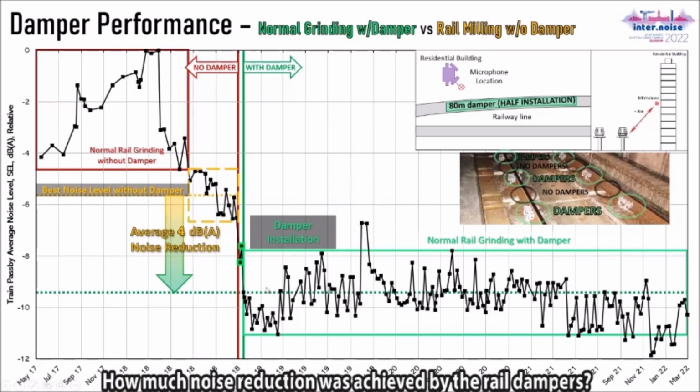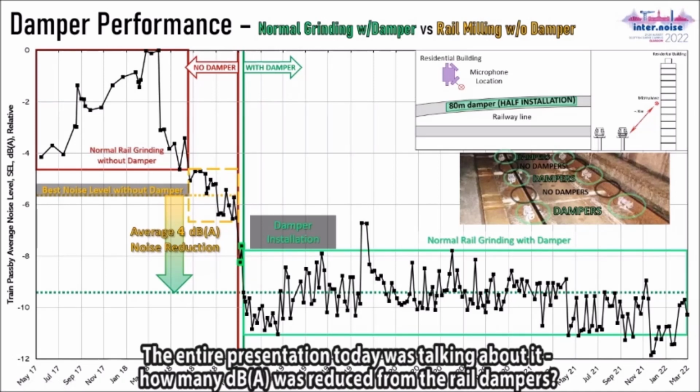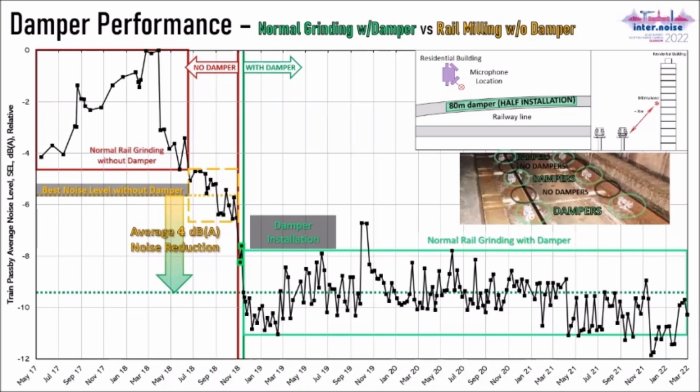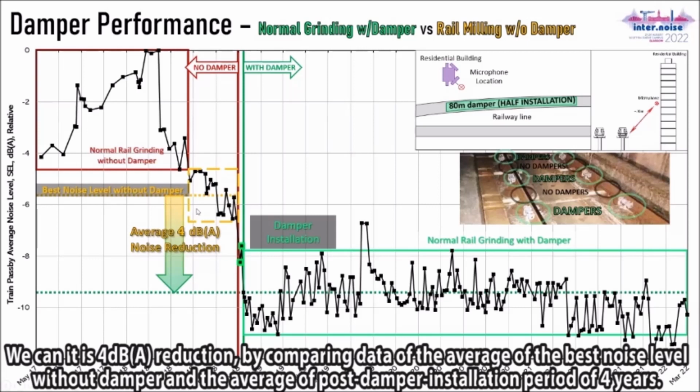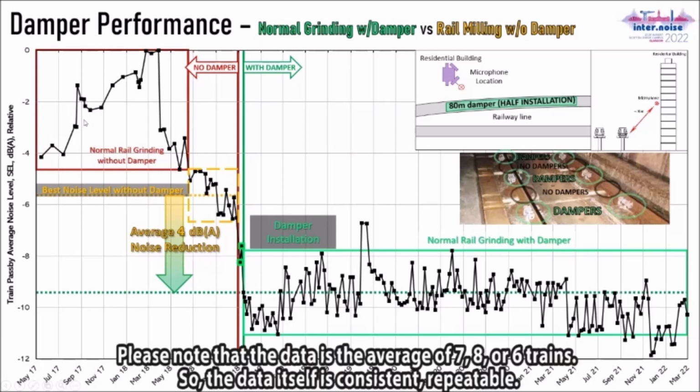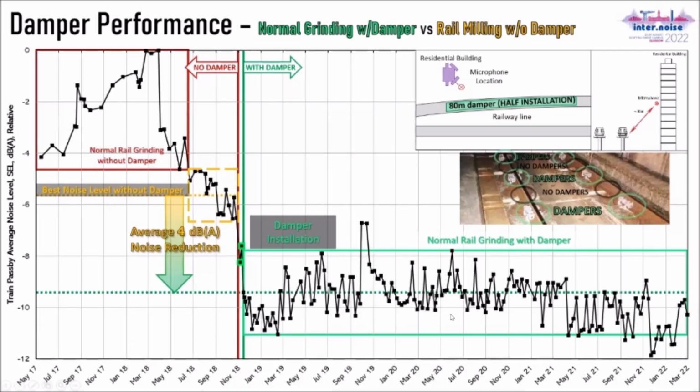How much noise level reduction from the wheel damper? The entire presentation today is talking about how many dB noise reduction from the wheel damper. We can say that it is 4 dB reduction, just the average noise level of that best achievable and the average level of the damper period of 4 years. Please look at this data. Every data point is an average of 7 trains or 8 trains or 6 trains. So the data itself is consistent, repeatable.